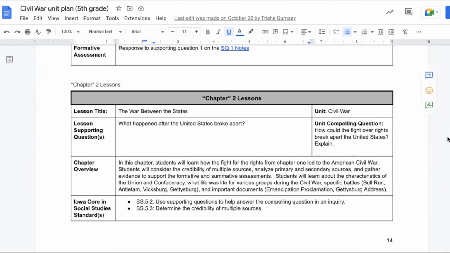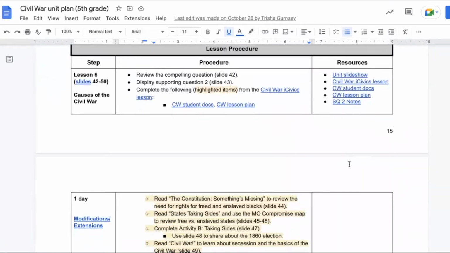Chapter 2 lessons are called The War Between the States and focuses on supporting question 2, what happened after the United States broke apart. So here's where we're learning about the Civil War. Lesson 6, we review the compelling question, display supporting question 2, and then move into the Civil War iCivics lesson.